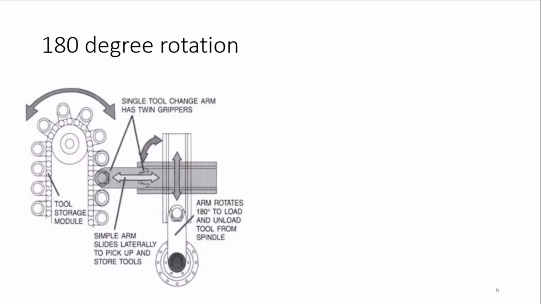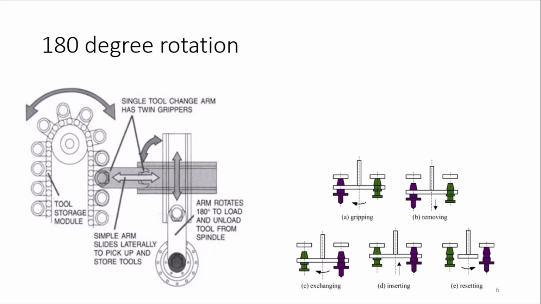Fine. Then the next is 180-degree rotation. This is widely used in the industry. Most of the machines are made with this 180-degree rotation because of the very simple operations. I wanted to show you this kind of image in which you can see this is the rotating element. This is the arm, and these two ends are the grippers. This is the path: gripping, removing, exchanging, inserting and resetting. These are the 5 steps through which the 180-degree rotation changes the tool.